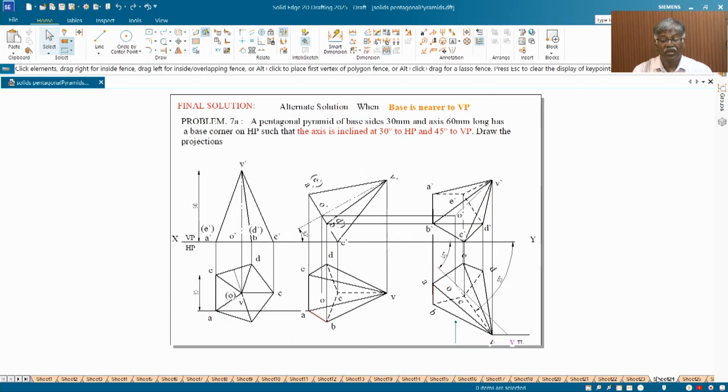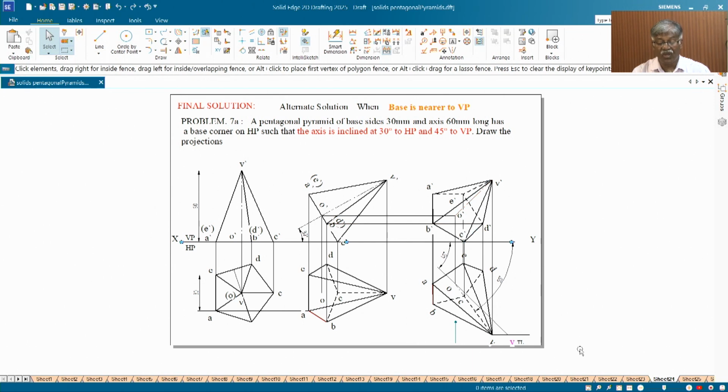Now let me take up the alternate solution, the final one. Okay, this is the surface, the base is away from you. Definitely this becomes the final solution. So here also we have to have clarity with the visibility.